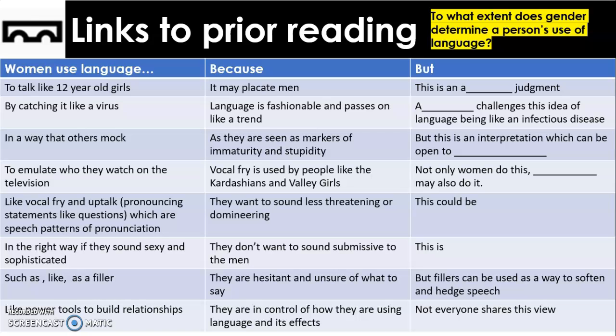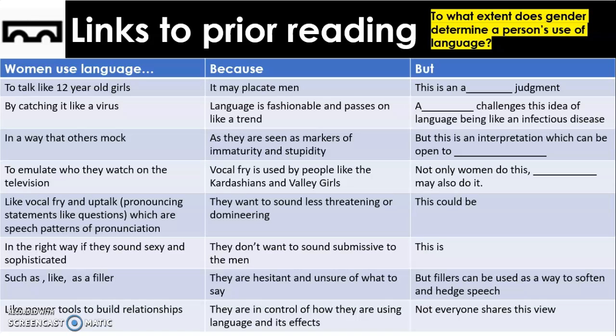So some people interpret fillers, likes, as being hesitant and unsure of what to say, but fillers can be used as a way to soften and hedge speech. So actually, I've done that one for you, just to remind you that we are going to be linking back to prior learning. We've looked at fillers before. Now, fillers, not always about being hesitant and unsure. They can be about hedging speech, softening what they say, making speech less threatening.